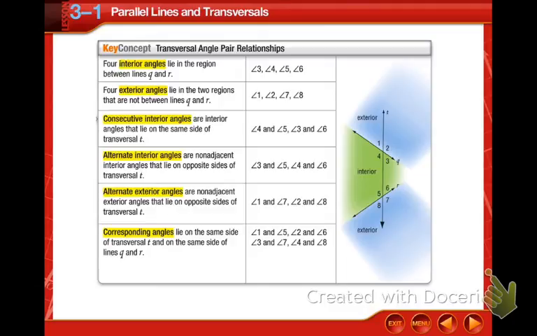So 4 and 5 are consecutive interior angles, and 3 and 6 are consecutive interior. Alternate interior angles are on opposite sides of that line, and are inside as well. So 3 and 5, 4 and 6. Alternate exterior, just like alternate interior, are on opposite sides of the transversal, but are on the exterior, so 2 and 8, 1 and 7. And then corresponding angles are in the same position. So 1 and 5, 2 and 6, 4 and 8, 3 and 7 are the corresponding angles.